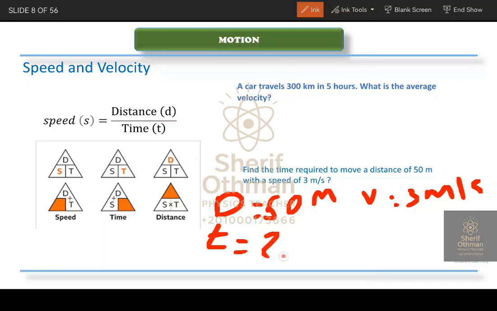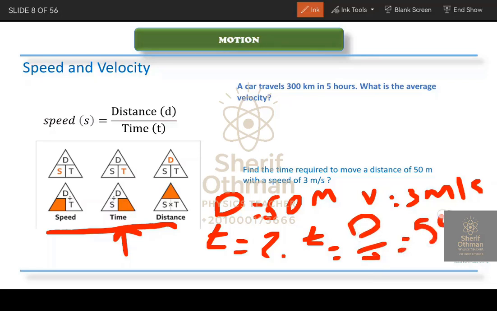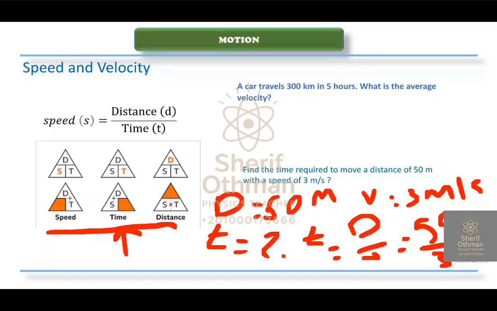So by using the magical triangle, which exists in front of you, if I need the time, I'm going to hide the time, so the time is equal to distance over speed. So the time is d over v, so 50 over 3 will be 18 point something. And the measuring unit is meter per second.